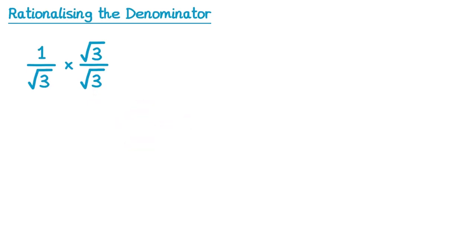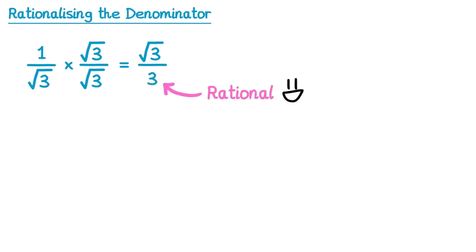So if we now multiply these fractions together, we'll do 1 times square root 3 on the top, that's square root 3, and on the bottom, root 3 times root 3 is 3. Notice how the denominator is now a rational number. So we could say that 1 over square root 3 is the same as square root 3 over 3, and we have now rationalized the denominator. Let's try another example.